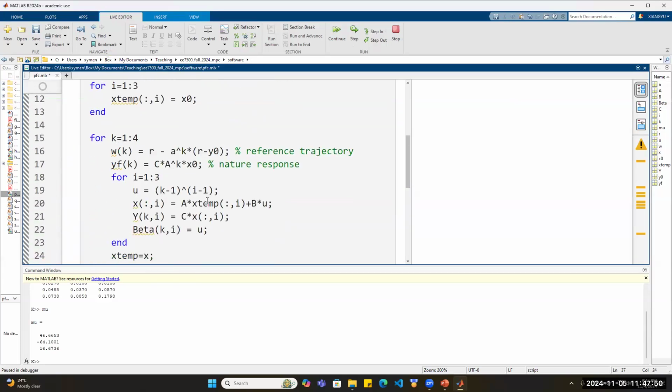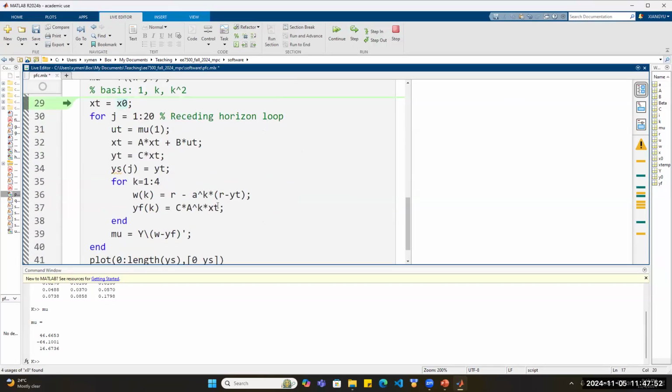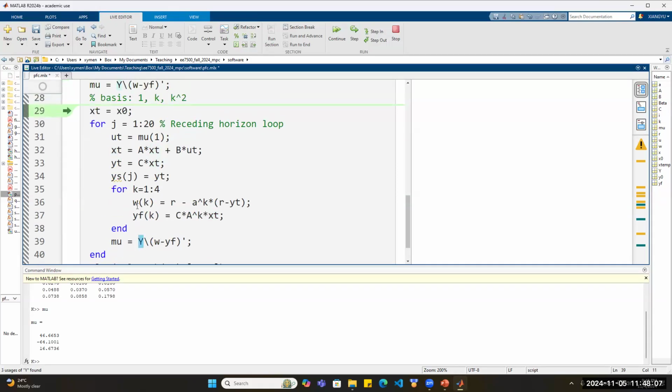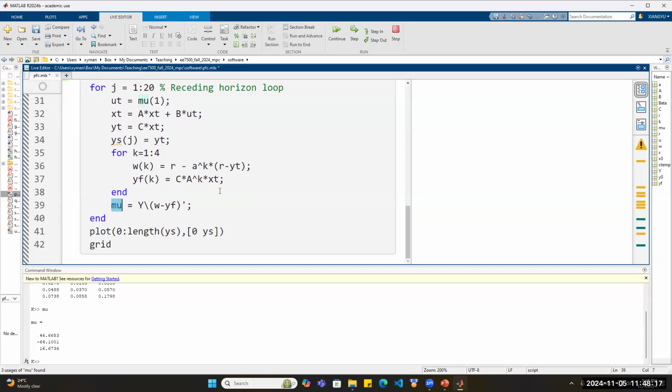Again, this is x0. It's not 0 anymore. We need to use xt. Then we don't need to calculate this Y again. We need to update the reference trajectory and the free response, then calculate the new mu. Then we just apply the first one and repeat this whole process.